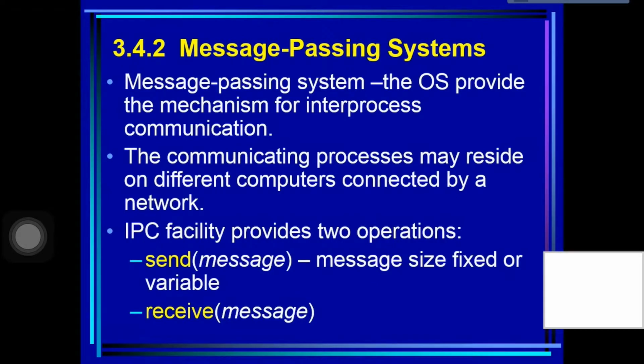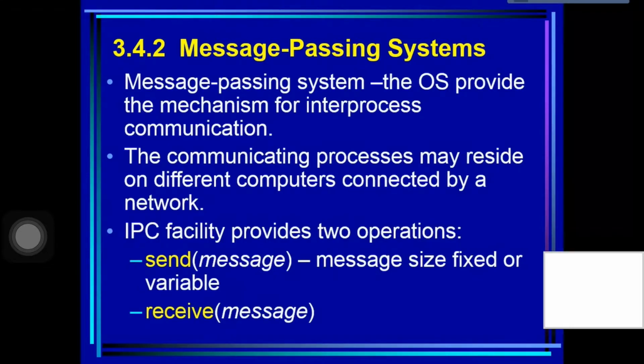Message passing provides a mechanism to allow processes to communicate and to synchronize their actions without sharing the same address space. It is particularly useful in a distributed environment, where the communicating processes may reside on different computers connected by a network. For example, an internet chat program could be designed so that chat participants communicate with one another by exchanging messages.